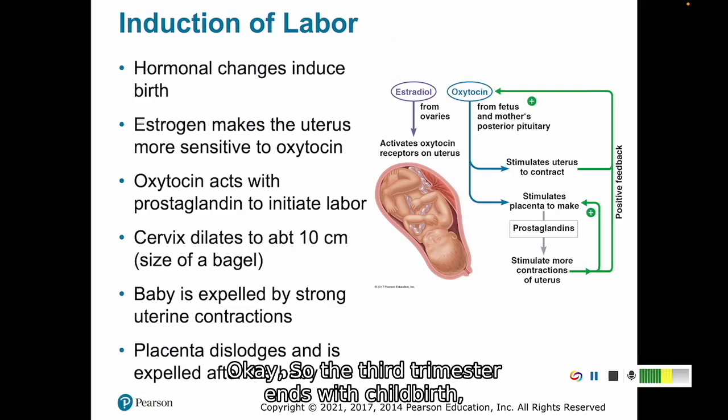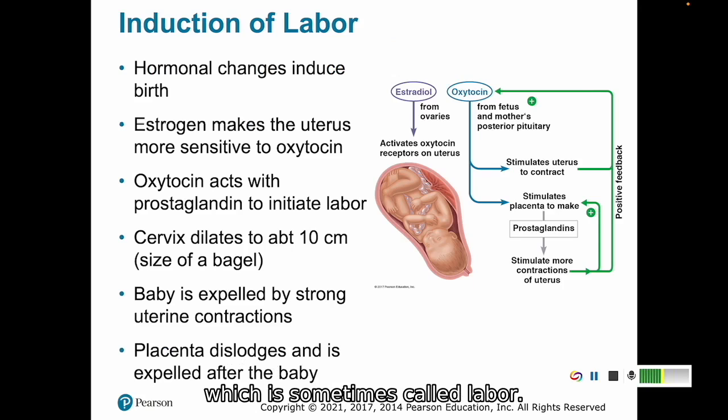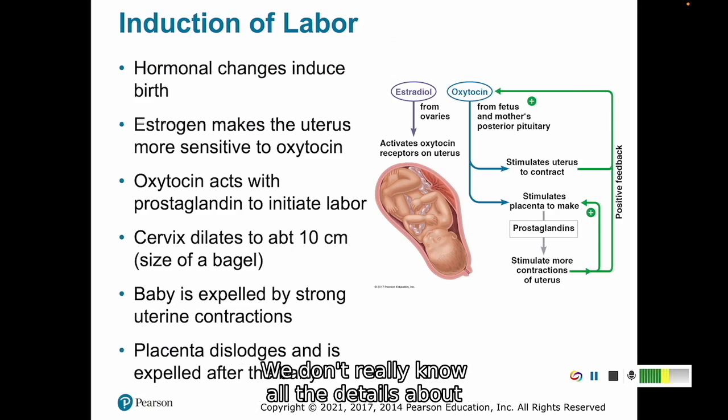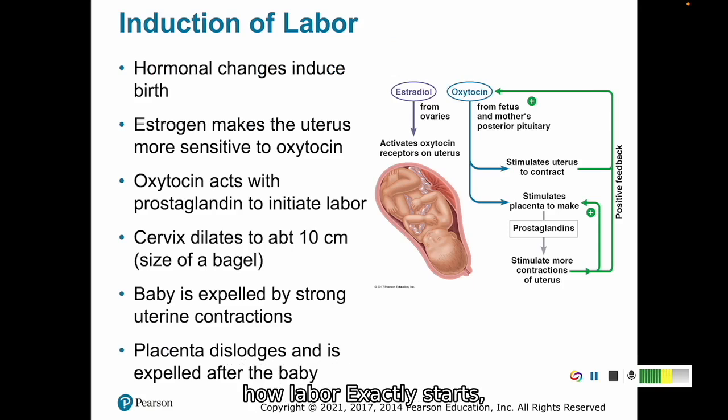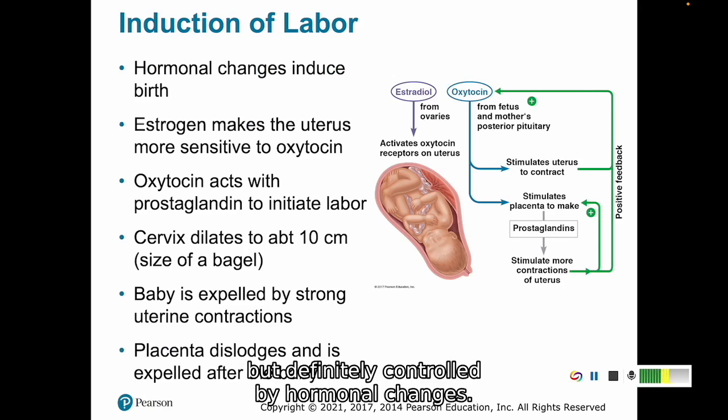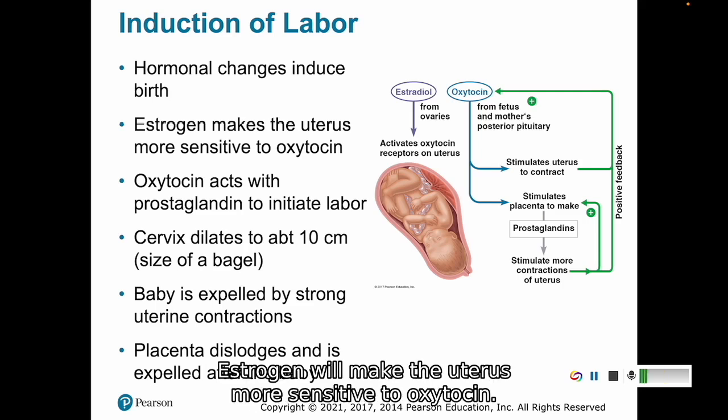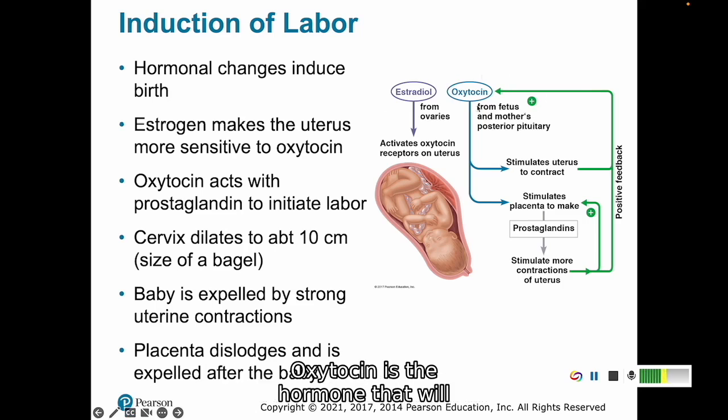Okay, so the third trimester ends with childbirth, which is sometimes called labor. We don't really know all the details about how labor exactly starts, but it is definitely controlled by hormonal changes. Hormonal changes can induce birth. So estrogen will make the uterus more sensitive to oxytocin. Oxytocin is a hormone that will help labor to occur.